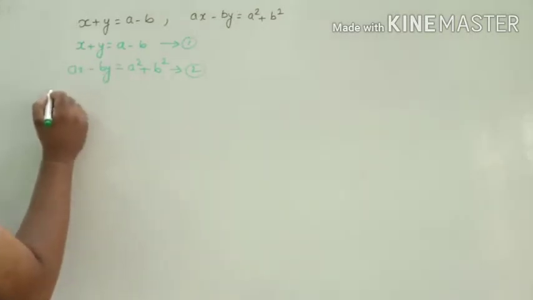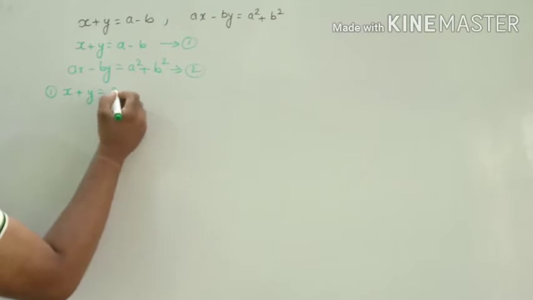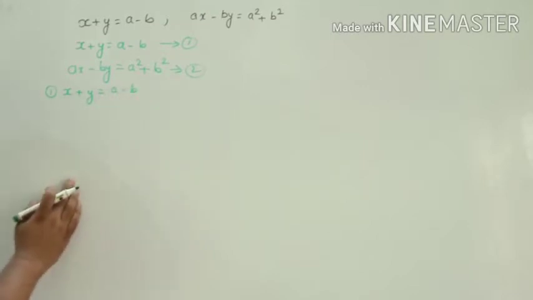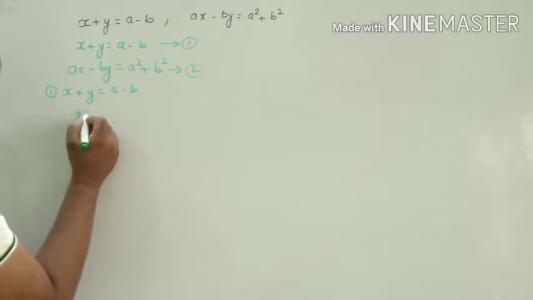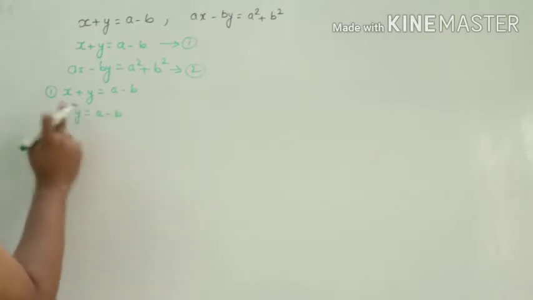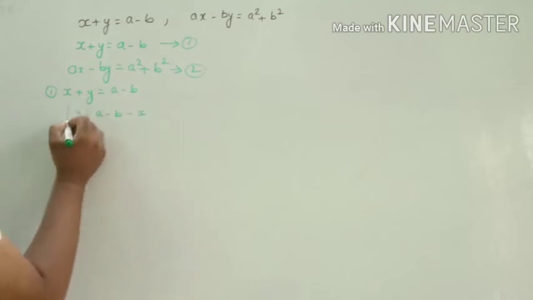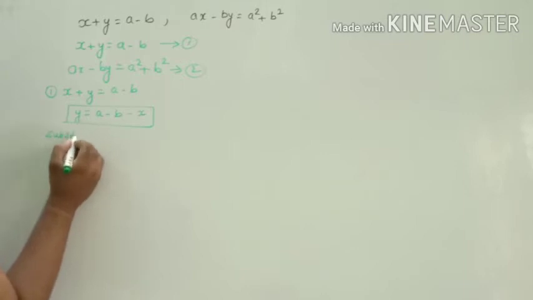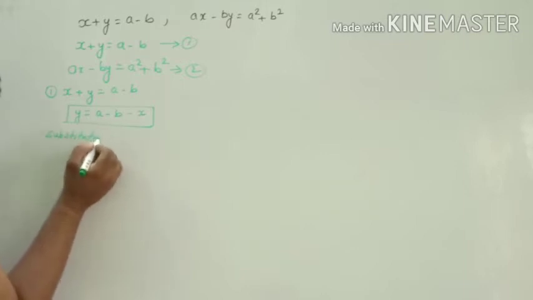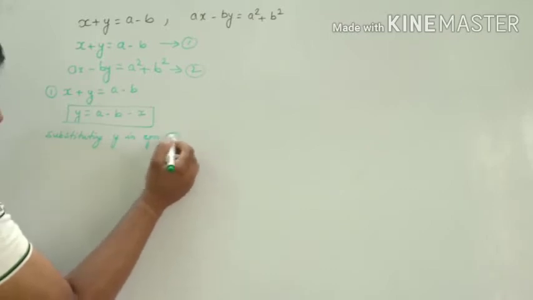I am going to consider the first equation, x plus y is equal to a minus b. Now I am going to take y and send all these things to this side. So y is equal to a minus b, and when plus x comes to this side, it becomes minus x. So this is y. Now I am going to substitute y in equation 2.